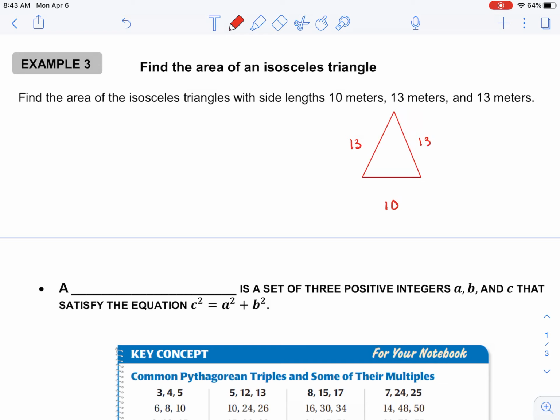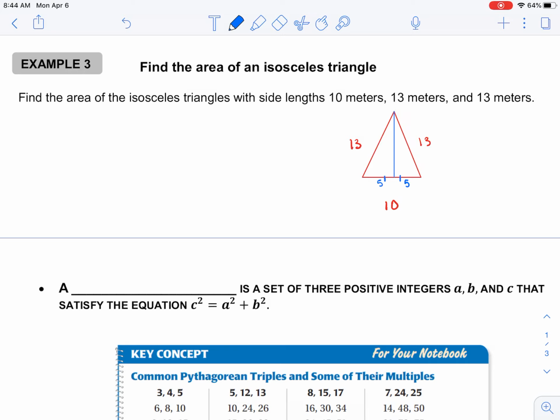We can't use the Pythagorean theorem on a triangle that's not a right triangle, but we could just take this isosceles triangle and split it straight down. Okay, and since it's isosceles, that means that this then would be 5 feet and this would be 5 feet. Right, because these two would be equal then.